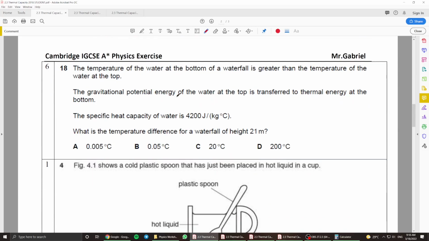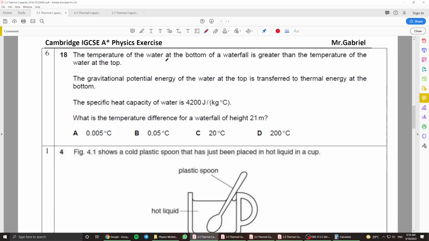Alright. Then question number 6, the temperature of the water at the bottom of the waterfall is greater than the temperature at the top. So there's the waterfall here. The temperature here is higher, the temperature here is lower. The gravitational potential energy of the water at the top is transferred to thermal energy at the bottom, so potential energy is converted into heat energy here.